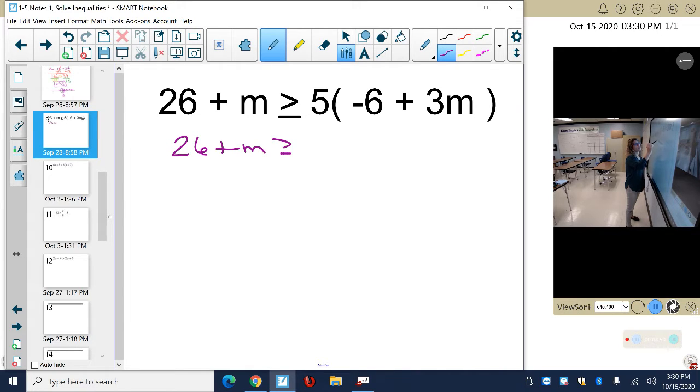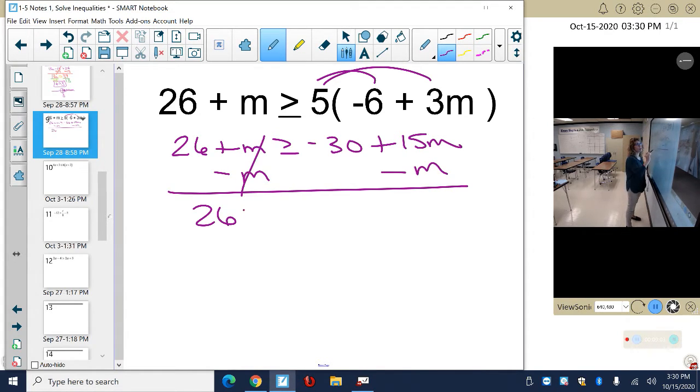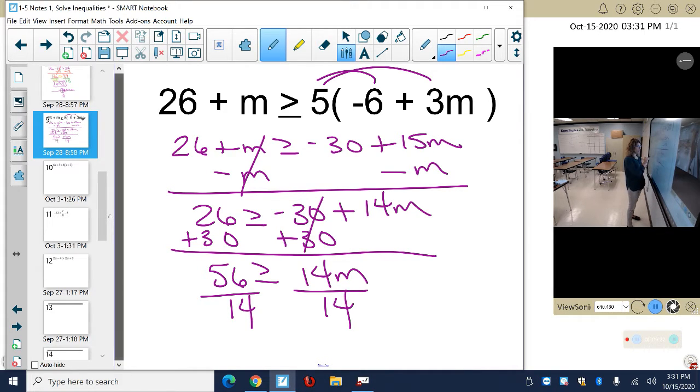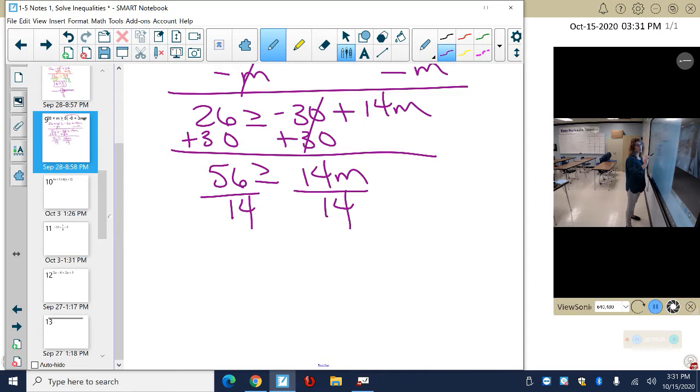26 plus m is greater than or equal to -30 plus 15m. I take the smaller m. The smaller m is going to be this 1m. So I'm going to subtract from both sides. It's greater than or equal to -30 plus 14m. Get rid of the 30. And I have 56 is greater than or equal to 14m. Divide by 14. And 14 times 4 is going to give you 56.